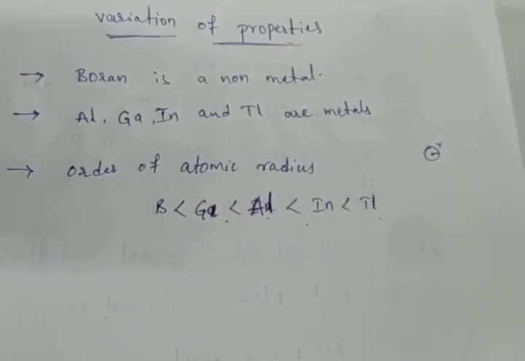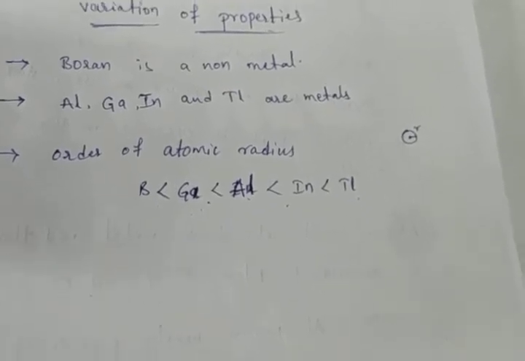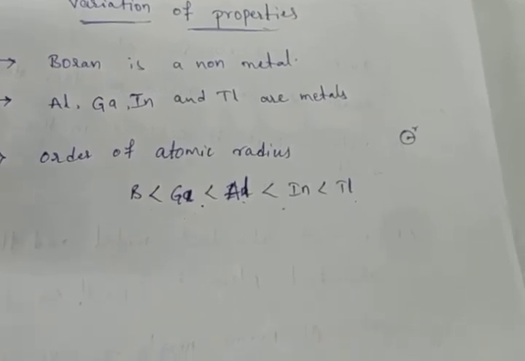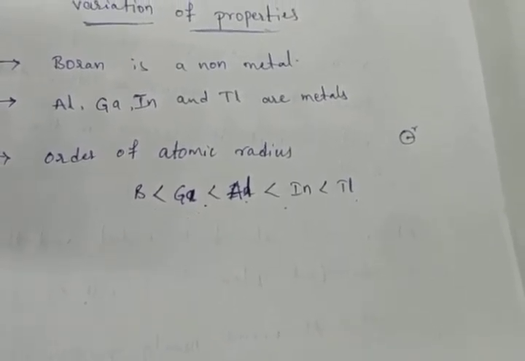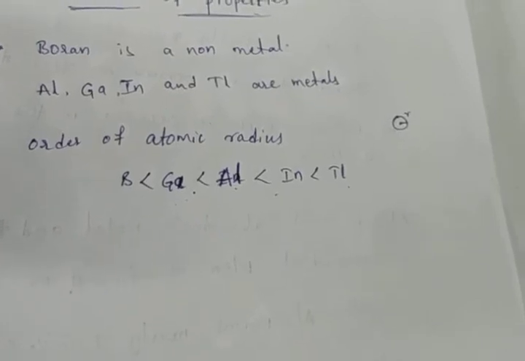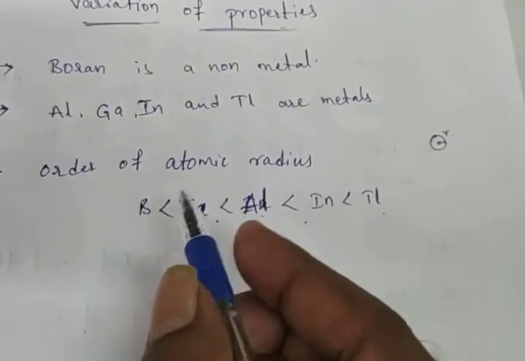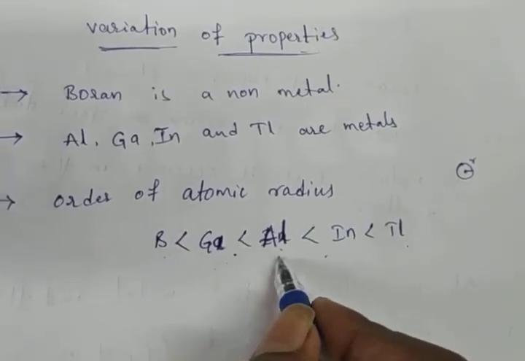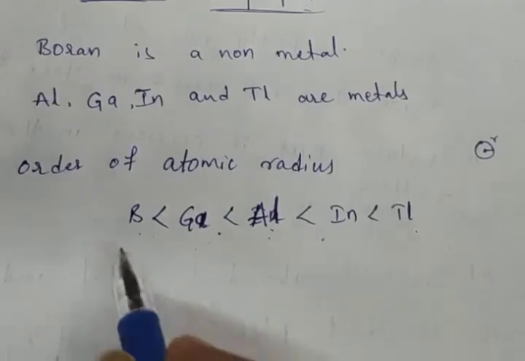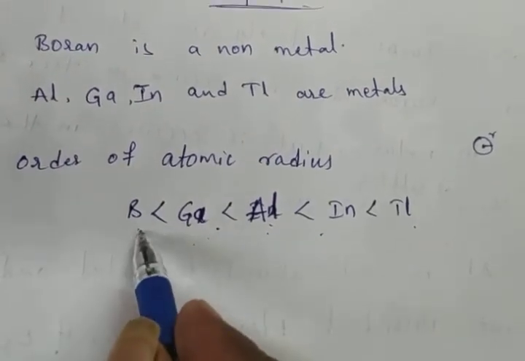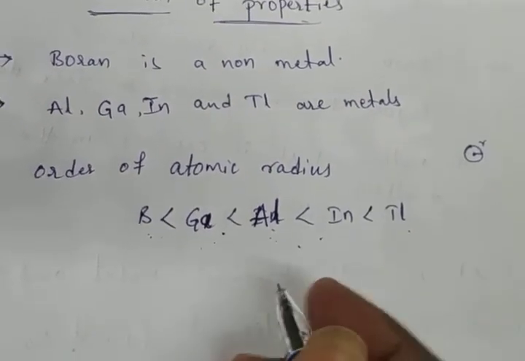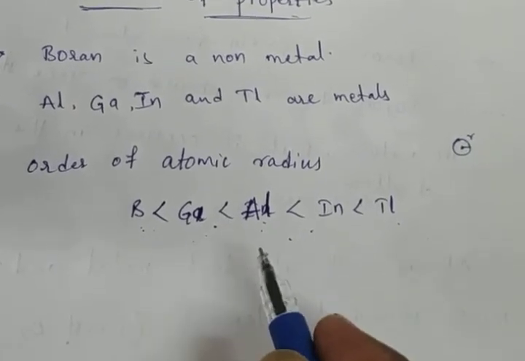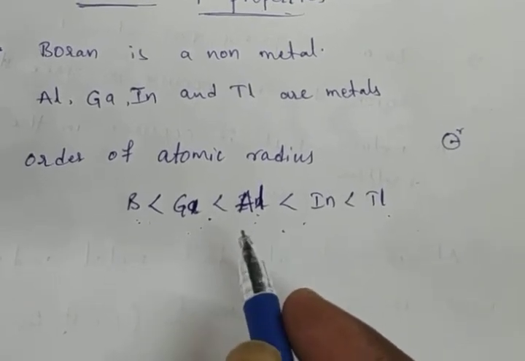Now, atomic radius increases suddenly from boron to aluminium. This is due to the greater screening effect of electrons present in the penultimate shell. What is the reason why it is increasing suddenly? This is due to the greater screening effect of electrons present in the penultimate shell.